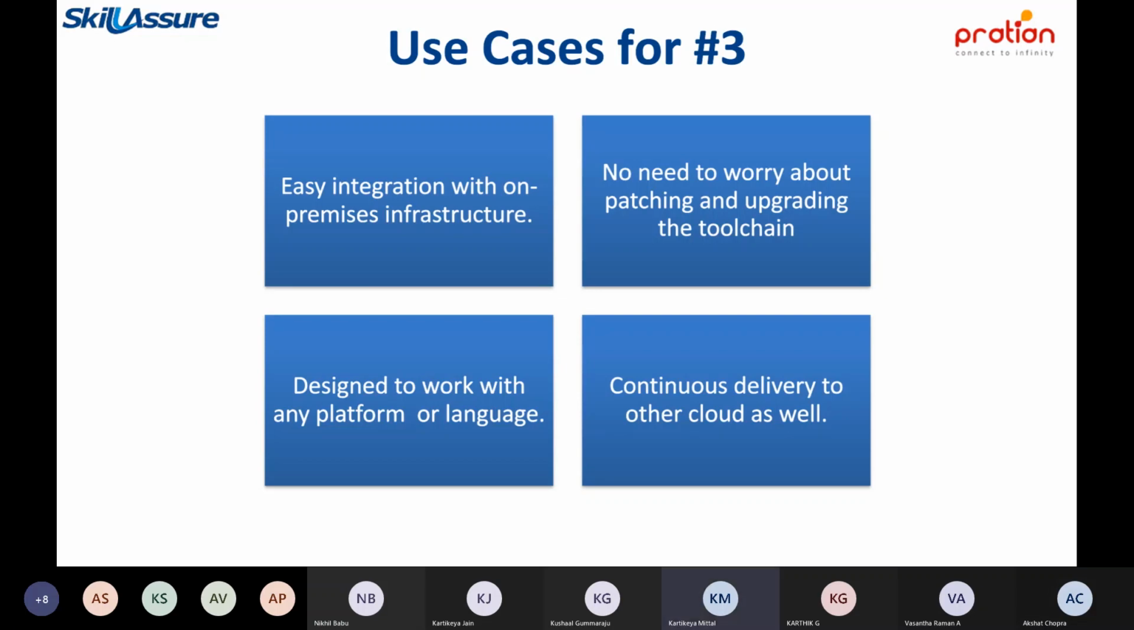Second, it is designed to work on any platform like Linux, Mac OS, or Windows, or with any language like Node.js, Python, Java, PHP. Third, since it is a software as a service, we don't need to worry about patching and upgrading the toolchain manually. And fourth, it also enables us to provide continuous delivery to other cloud platforms such as Google Cloud Platform or AWS as well. Now, Arnab will be explaining the technology stack of all three strategies.